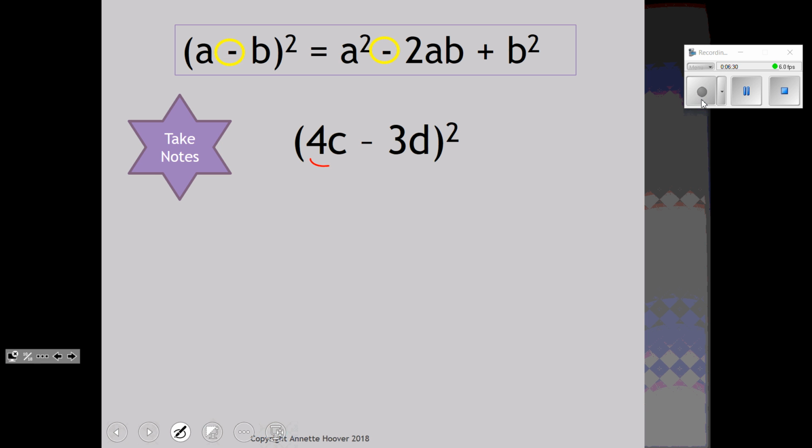Practicing again, 4c squared would be 16c squared. Negative 3d times negative 3d is a positive 9d squared. We have a 4 and a negative 3. When we multiply those together, we get a negative 12, but we want to double it. It will be a negative 24c.